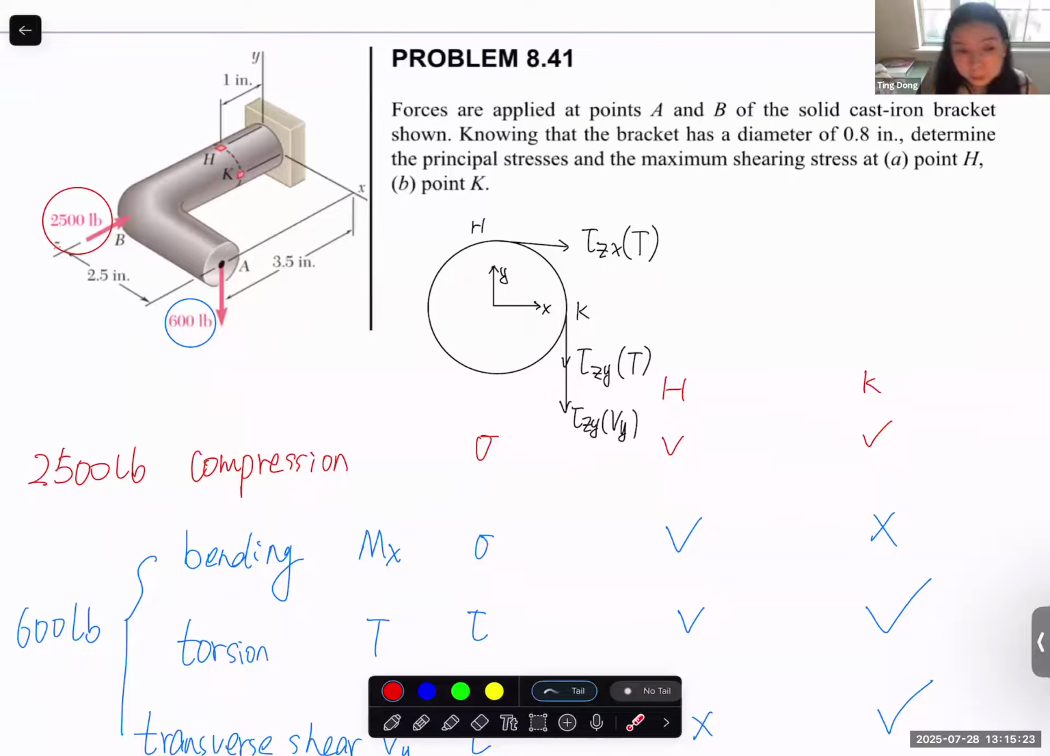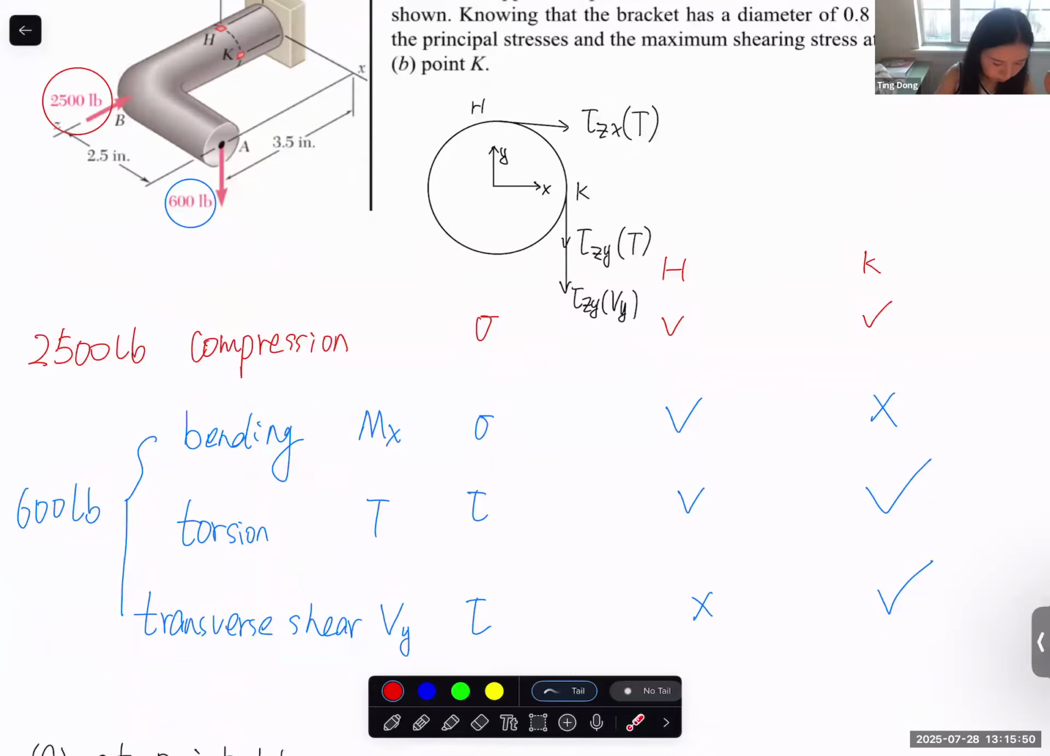So for this one, let's say we have two forces applied at points A and B, and the diameter is given. Calculate the principal stress and maximum shear stress at points H and K. Let's check the H point first.